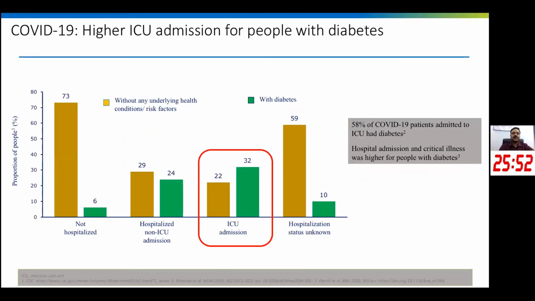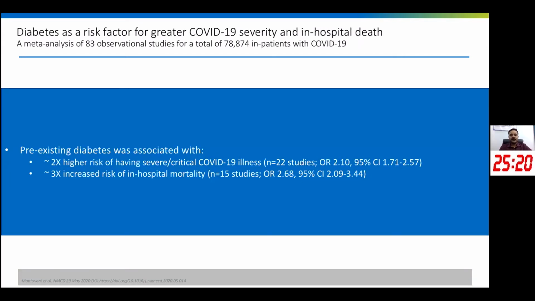If we compare COVID-19 patients with diabetes versus those without diabetes, there is a greater chance of critical care management or ICU admission in patients with diabetes. 58% of COVID-19 patients admitted to ICU have diabetes, and hospital admission and critical illness were higher in people with diabetes. We all know these facts. Pre-existing diabetes was associated with a 2 times higher risk of severe critical COVID-19 illness, and it also increases mortality almost 3 times in patients with diabetes in comparison to those without diabetes. This is from a meta-analysis of 83 observational studies.